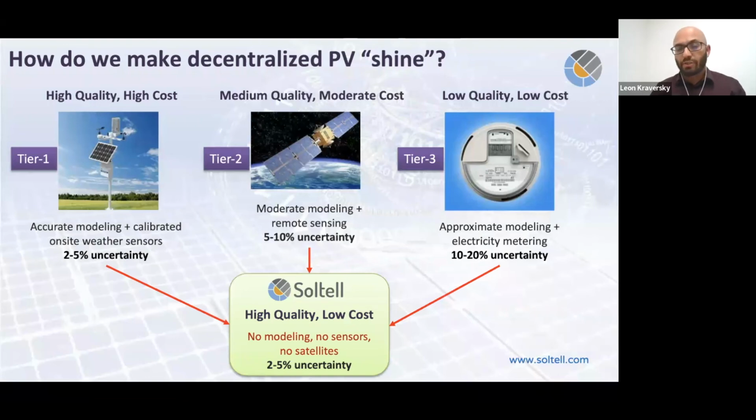So we have been researching all those techniques and trying to apply them to the spectrum of PV sizes of different segments, and basically fit the best possible technique, which in theory could bring high quality at low cost and, to the best of our ability, make it without modeling, without sensors, and of course also without satellite dependency, while reaching the same level of uncertainty.